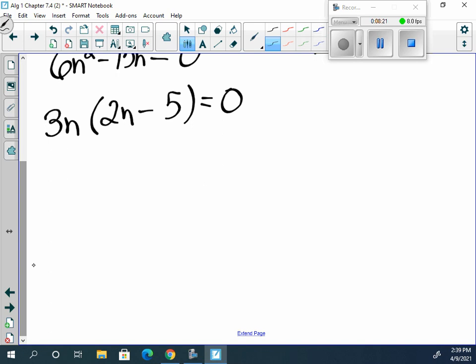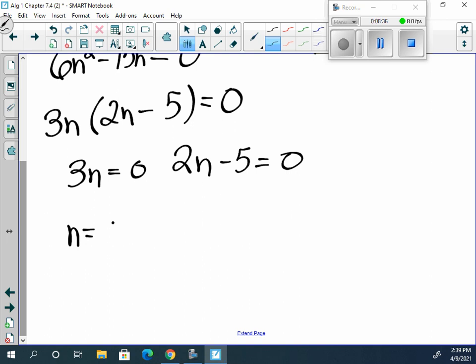Well, I have two things multiplied together to equal 0. It means one of them has to be 0. 3n equals 0. What's the value of n going to be? Because I have two things multiplied together equal 0. One of them has to be 0. And it can't be 3. Because the only number that we can multiply 3 by and get 0 is 0.